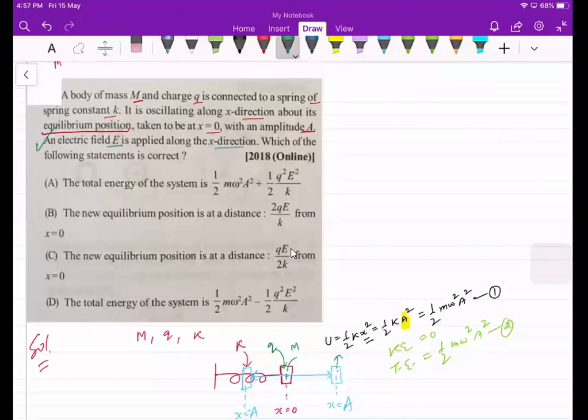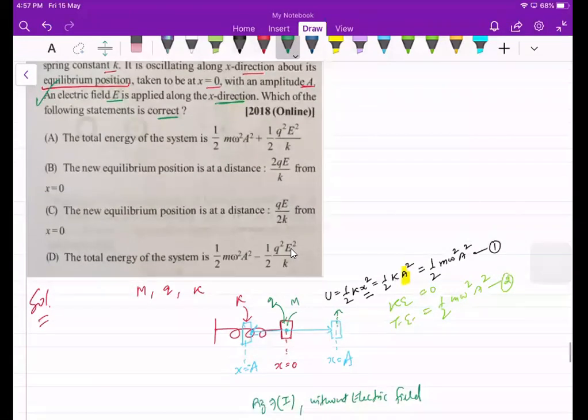So now under this situation, we add the further portion of the question, which says that an electric field E is applied along the x direction. Which of the following statements is correct? You can see in the options they are saying that the total energy of this system now becomes half m omega square a square plus half q square E square by k. It means in one option there is some addition and in another option there is subtraction. So we have to decide in the question whether after applying the electric field the total energy will be reduced or increased. So this is the question we have to think about here.